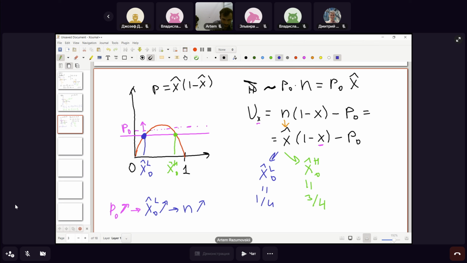Then the equilibrium from the blue point will move to another one here, and this will be greater than x hat 0, which will increase the number of consumers, right? Before it was this one, and then it's this. Okay, is it clear? Yeah, that is. Great.